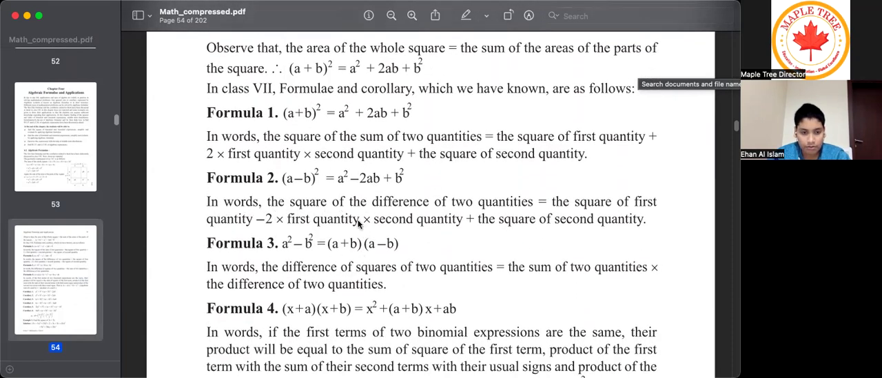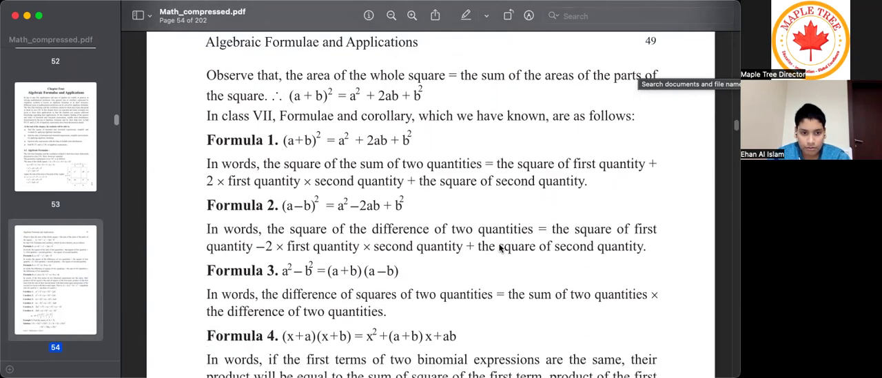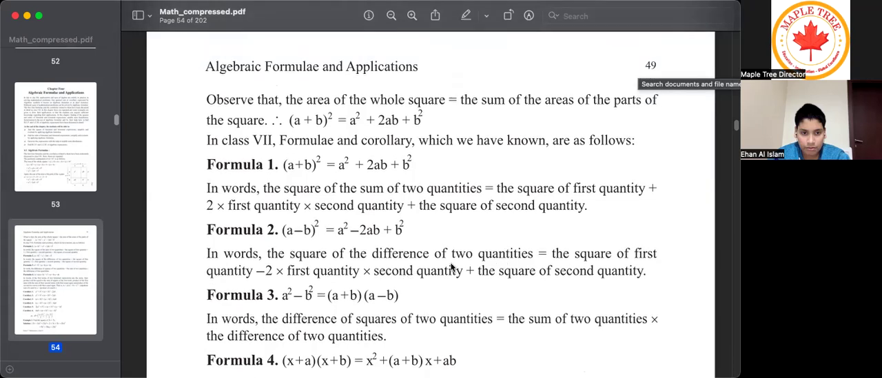In words, the square of the difference of two quantities. These are two quantities and we subtract them, that is the difference. It equals the square of the first quantity minus 2 times the first quantity into the second quantity, plus the square of the second quantity. That is the same formula expressed in words.